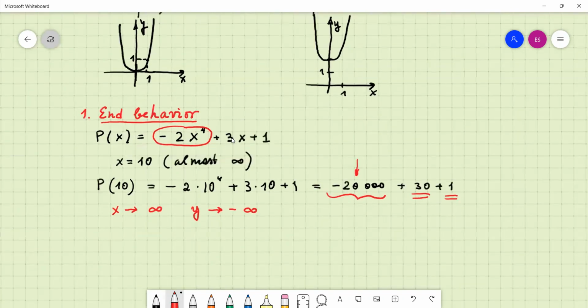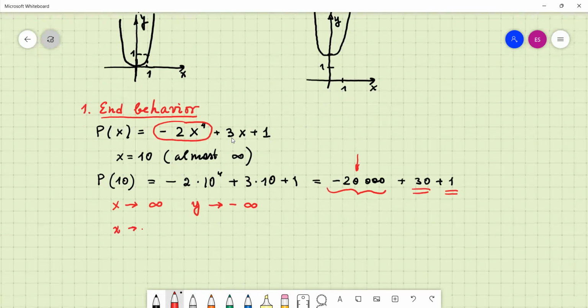What is going to happen when x goes to negative infinity? Well, my leading term is minus 2x to the power of 4. If you plug in negative infinity, or a large number, let's plug in negative 10 here, you are going to get minus 2 times negative 10 to the power of 4, which is still going to give you minus 20,000. Why does it happen? Because the fourth power actually eliminates the minus. So the minus is not going to change anything here. So y will still go to negative infinity.